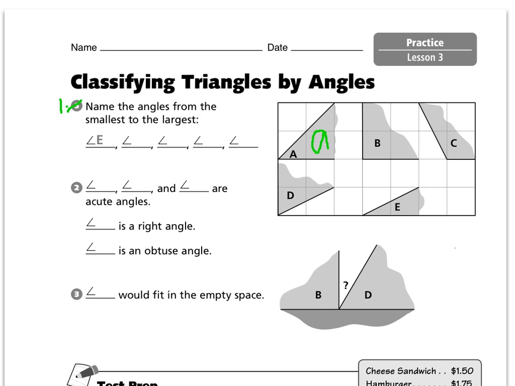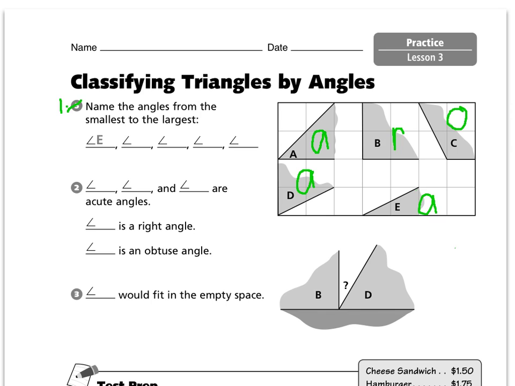I know this is less than 90. I know this is exactly 90. Letter C is more than 90. Letter D is less than 90. And letter E is less than 90.